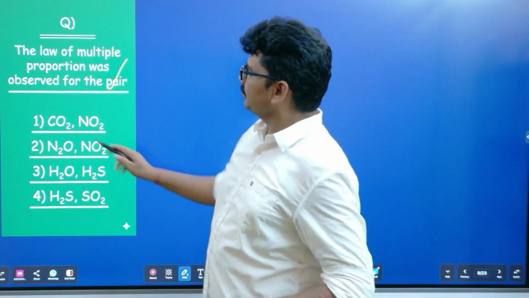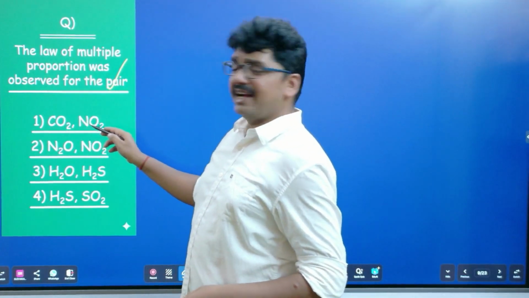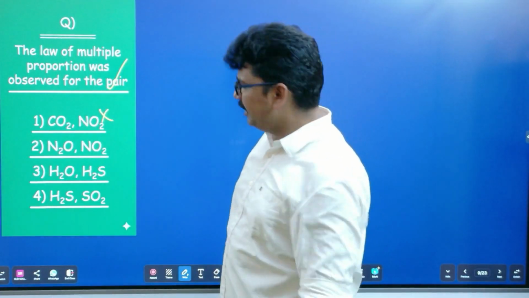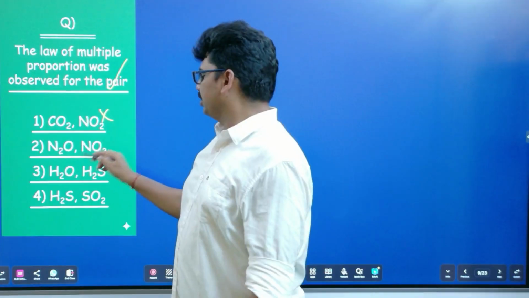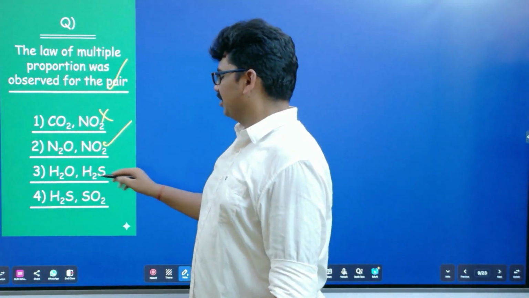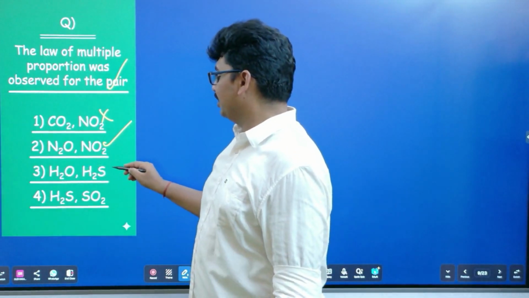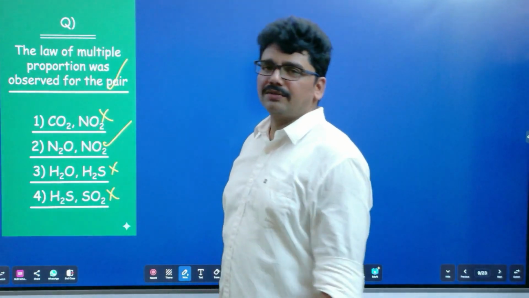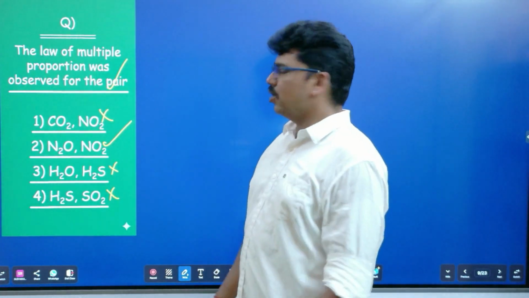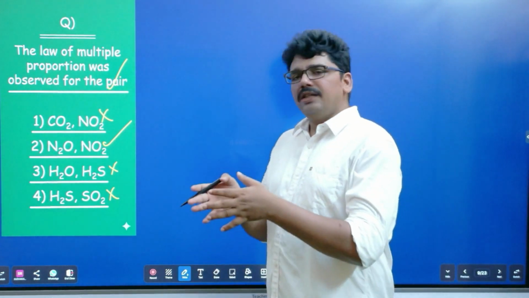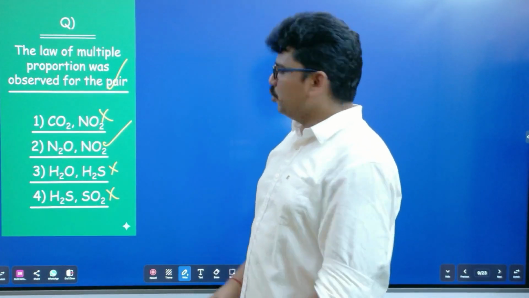See here, carbon, oxygen, nitrogen. Wrong answer. Law of multiple proportion means it should have only two elements. Nitrogen, oxygen, correct. Hydrogen, oxygen, sulfur, three elements, wrong. Hydrogen, sulfur, oxygen, three elements, wrong. So our answer is N2O and NO2. So the law of multiple proportion means it should deal with only two elements.